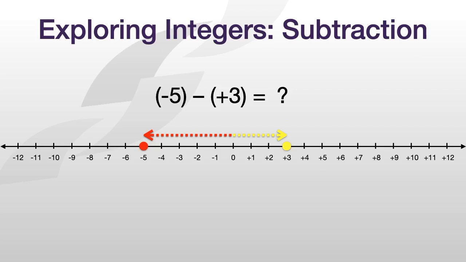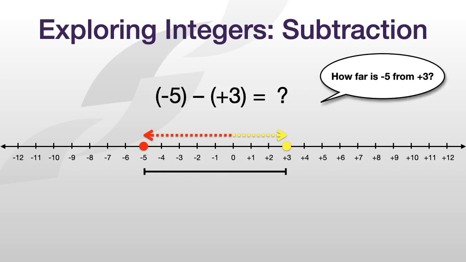Negative 5 minus positive 3 asks, how far is negative 5 from positive 3? Negative 5 is 8 units to the left of positive 3. The difference is negative 8.